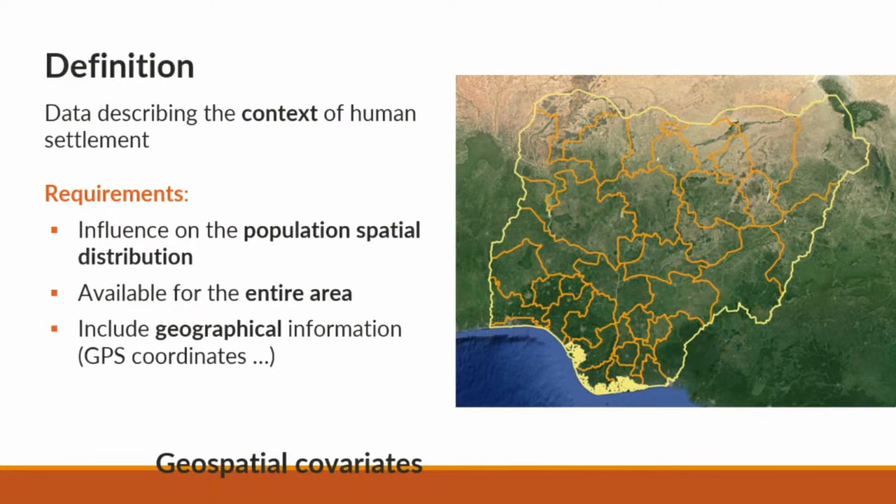And for that, because it's going to be supporting the prediction in unsurveyed areas, you need those covariates to be available everywhere.